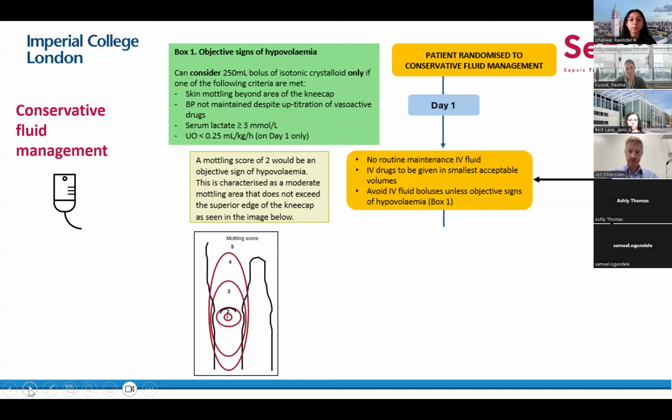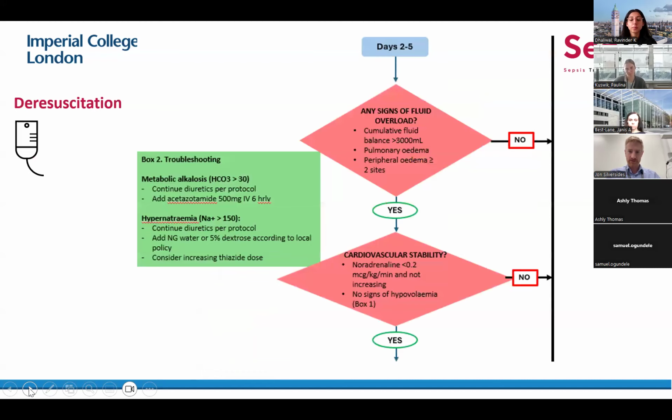Everyone clear so far? So basically the day one part is the conservative fluid. That's don't give maintenance fluid, concentrate your drugs as much as possible. Don't think I mentioned that earlier. And only give IV fluid boluses if there's one of these objective signs of hypovolemia. And then next slide, we've got the deresuscitation part.